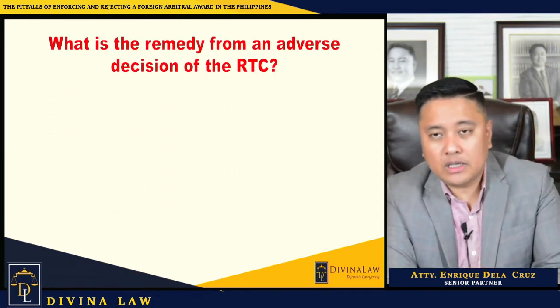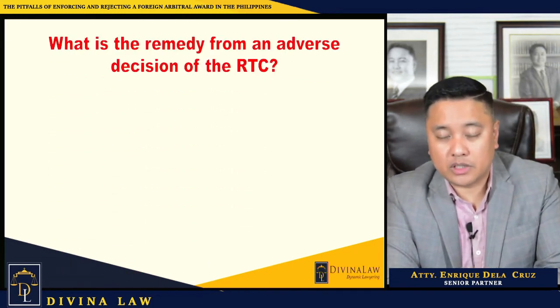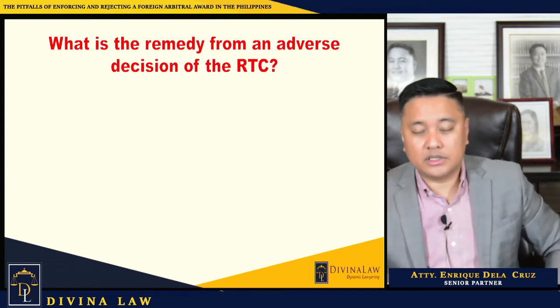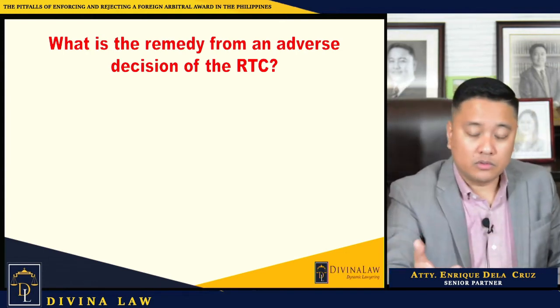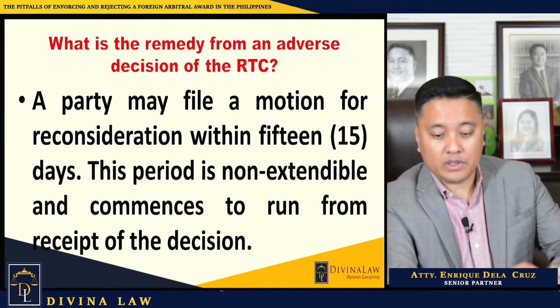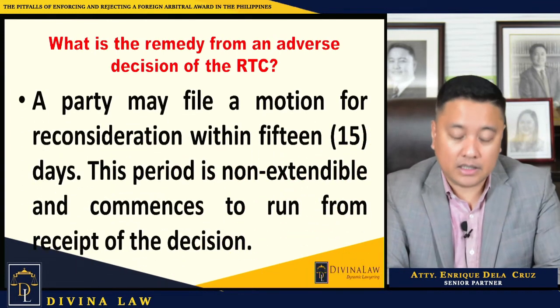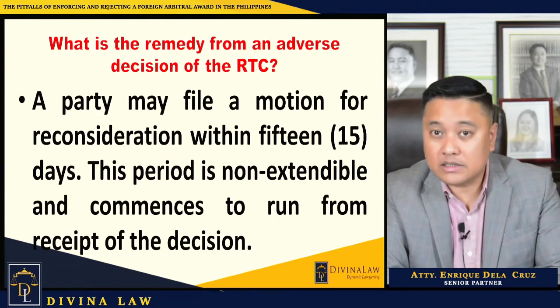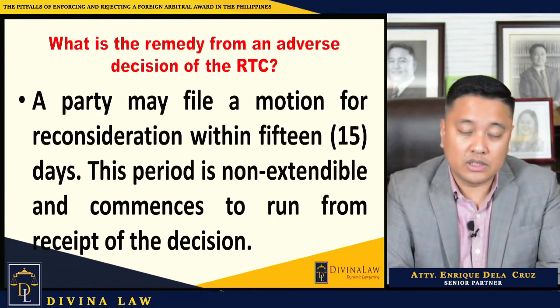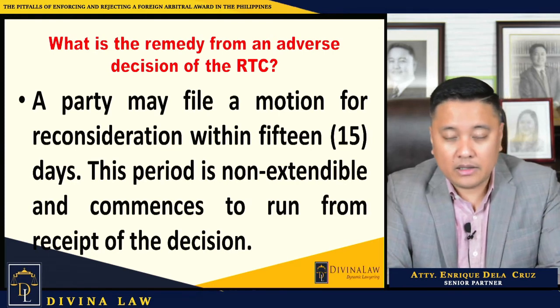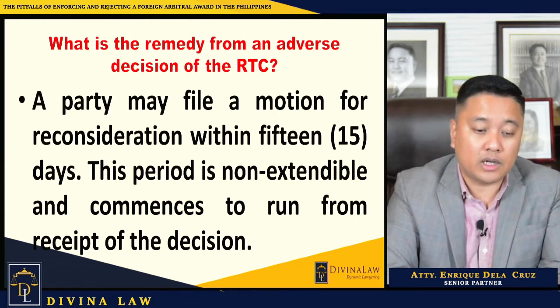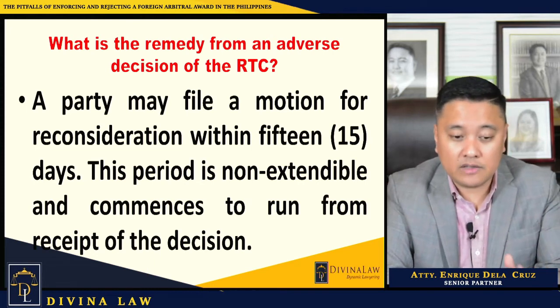So assuming that the trial court issues an order and that is an adverse decision, where do you go? What do you do? The first remedy would be to file a motion for reconsideration within 15 days. And again, this period is non-extendable because a motion for extension is a prohibited pleading, and the period to file the MR or motion for reconsideration commences to run from the time that you receive a copy of the decision.